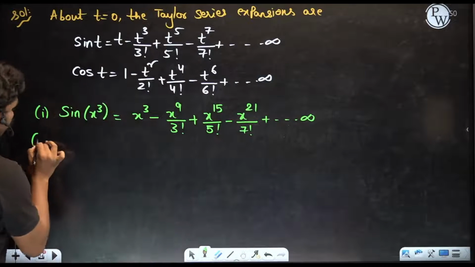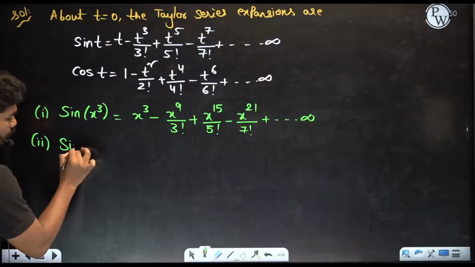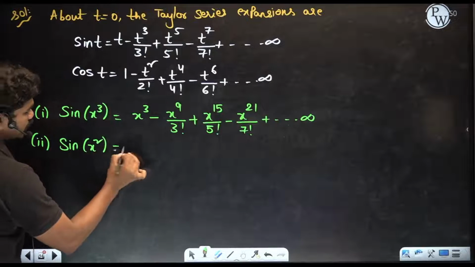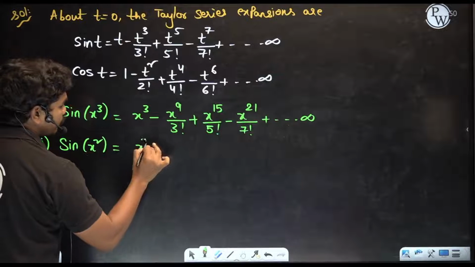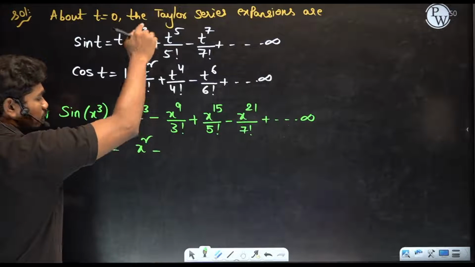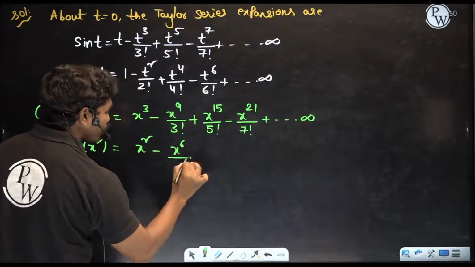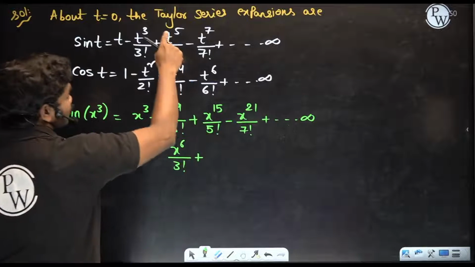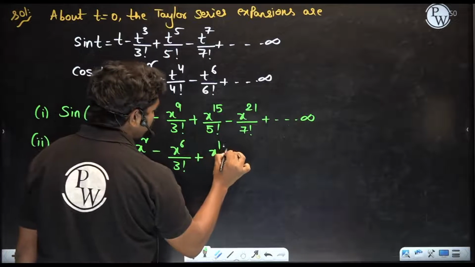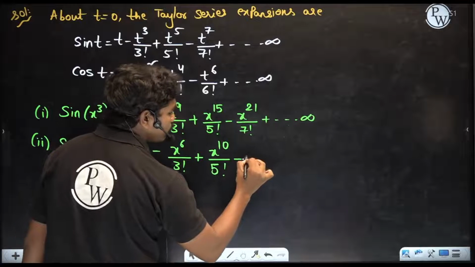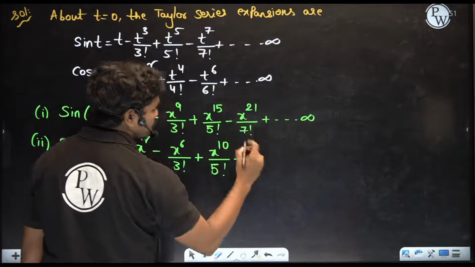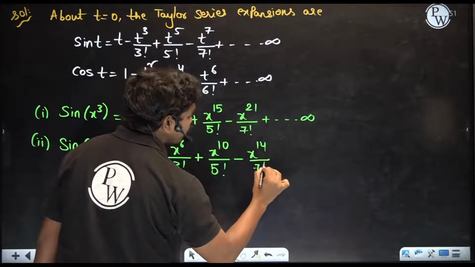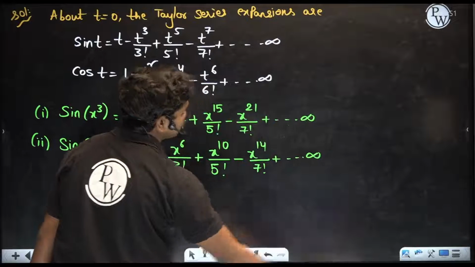And second we got sin x square, correct? So sin x square is equal to, again if you put t equal to x square here, x square minus x square whole cube, x power 6 by 3 factorial, plus x square whole power 5, x power 10 by 5 factorial, minus x square whole power 7, so x power 14 by 7 factorial, and so on. This series goes on.